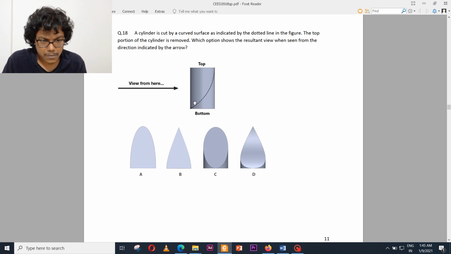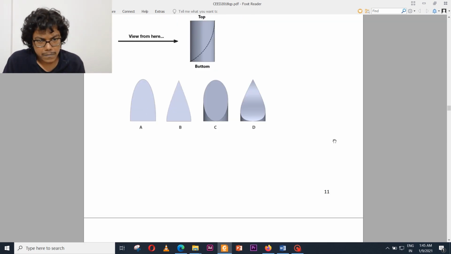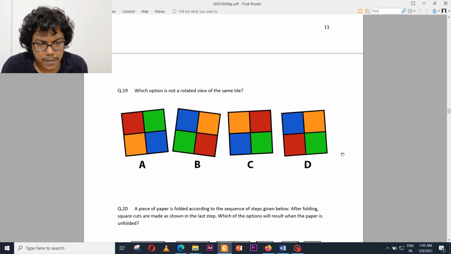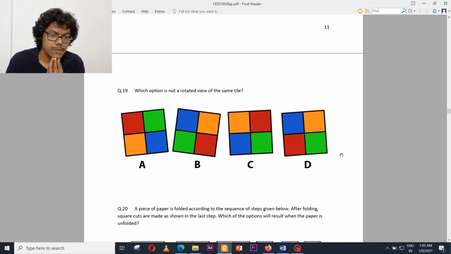So जैसे ये यहाँ पे कट रहा है, then you will get ये वाला part ना, this kind of part here. तो B भी eliminate हो गया, then D है ऐसे. तो ये मार दो. फिर कलर पसंद है, कलर वाला तो अटेम्प्ट करेंगे. Which option is not a rotated view of the same trade?